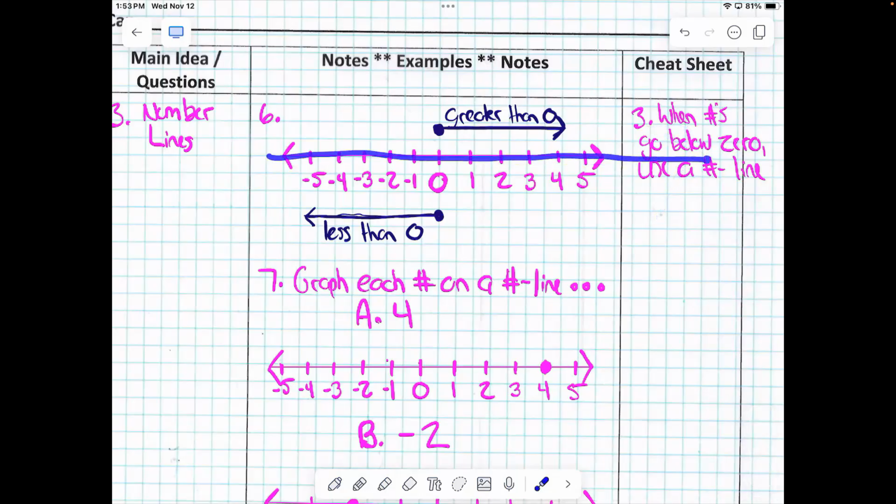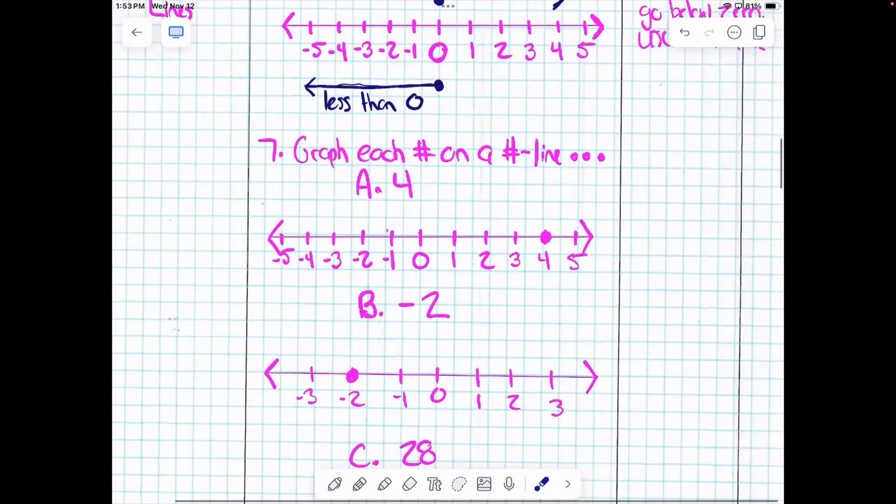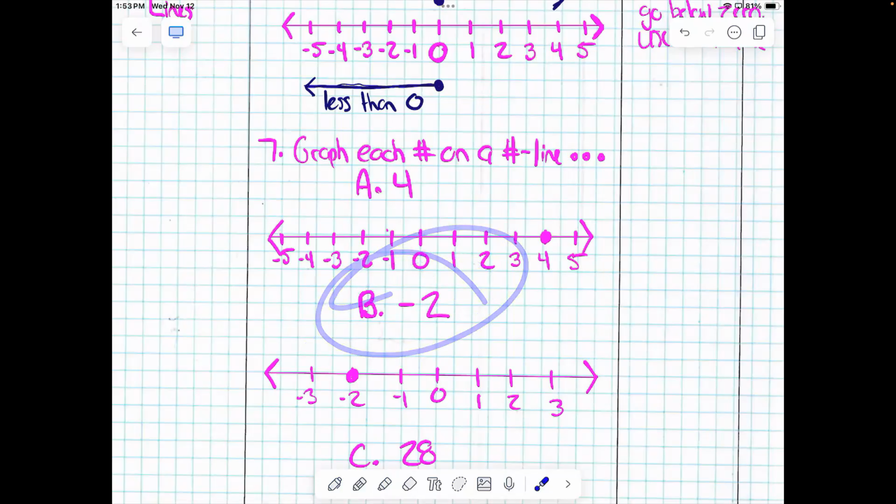If I go this way on the number line, which way am I going? What's happening to my numbers when I go this way? They're getting bigger. What happens to my numbers if I'm going this way? They're getting smaller. If I asked you to plot -2 on a number line, would you know where to put it? Yes. At -2, right?